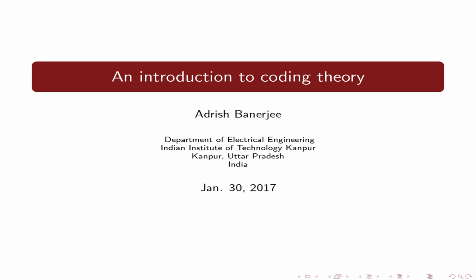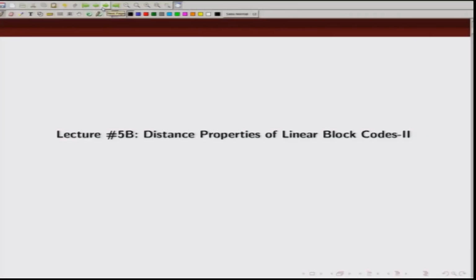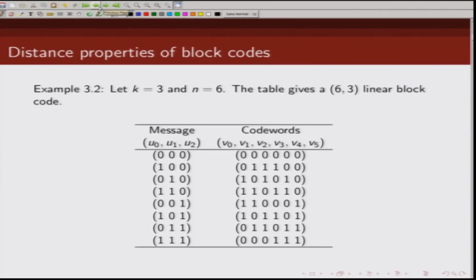In this lecture we are going to talk about what we mean by the weight distribution of a linear block code, and then we are going to talk about how the error correcting capability and error detecting capability of a linear block code depend on the minimum distance of the code. So, we will continue our discussion on distance properties that we started last time.